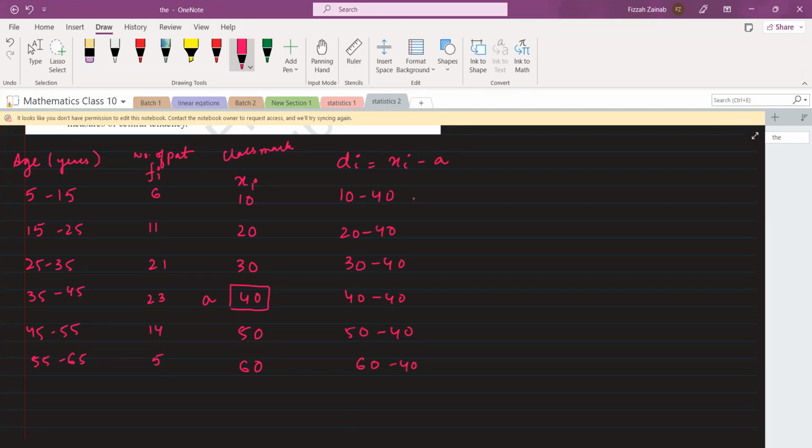Now it's fine. Okay. So 10 minus 40 is minus 30. This is minus 20, minus of 10. This is 0 and 10, and this is 20. All right. Okay, so the next is we multiply fi into di. Fi di.